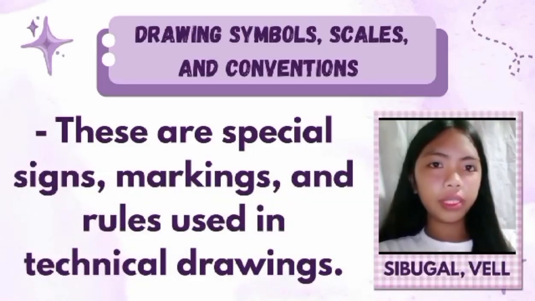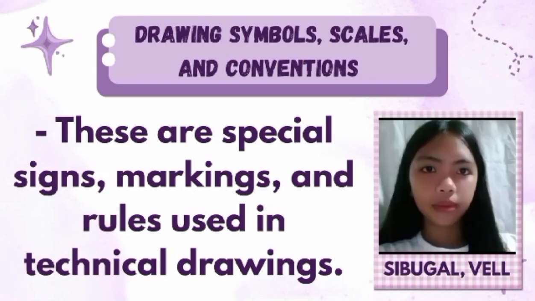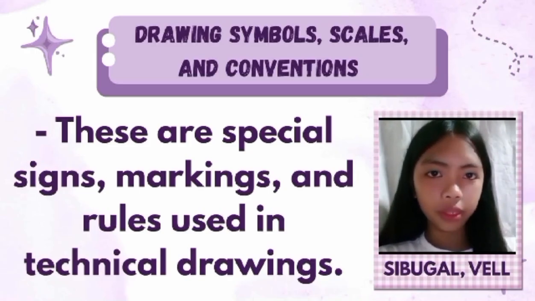Drawing symbols, scales, and conventions. These are special signs, markings, and rules used in technical drawing. In technical drawing, we don't just draw shapes. We also use symbols, scales, and conventions. These are like a universal language.